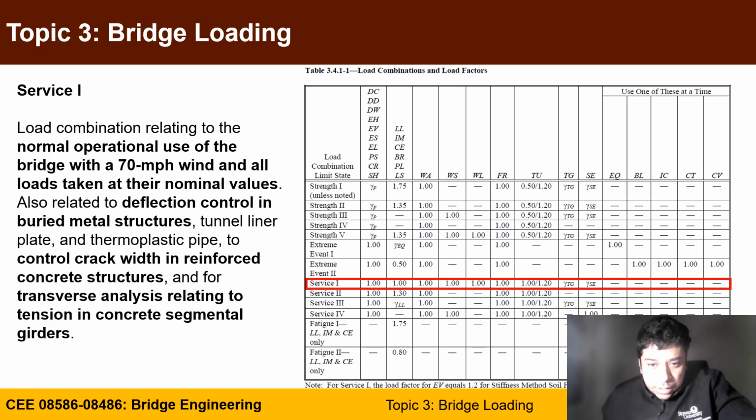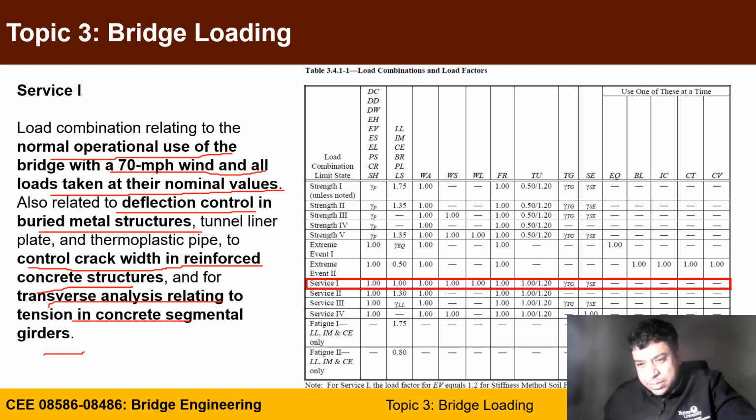Okay. Service 1 is a load combination related to normal operation use of the bridge at a speed of 70 miles per hour, with all loads taken at their nominal values. So this is used for deflection control, buried metal structures, concrete cracks on reinforced concrete, and transverse analysis related to tension in concrete segmental bridges. So it's in very specific cases that you use those factors. It's always going to be normalized at 1.